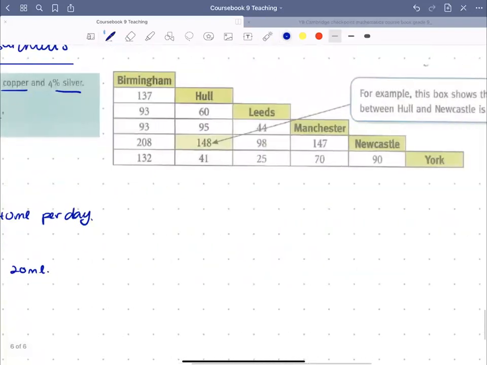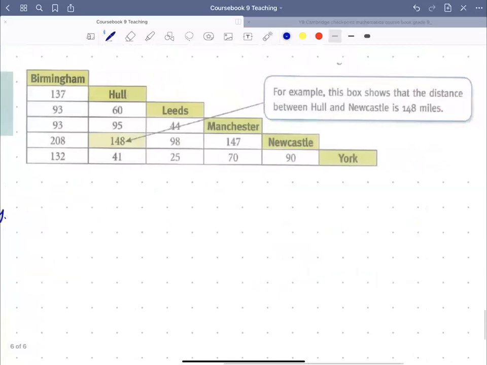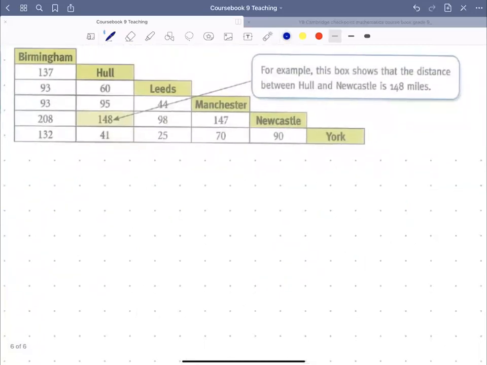Okay, this one here is the most important one where we need to look at the schedule. So this arrangement actually tells you how far apart these places are. For instance, it says here, the box shows the distance between Hull and Newcastle is 148 miles. So it means that from Hull to Newcastle, or Newcastle to Hull, either one, the distance between this town and this town is 148. So for this type of question, we need to identify where they intersect with each other.